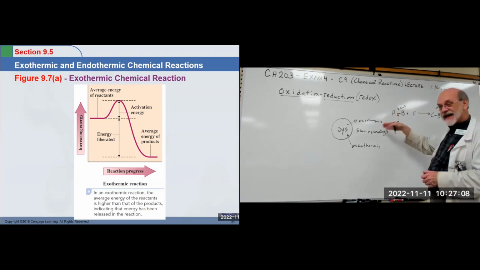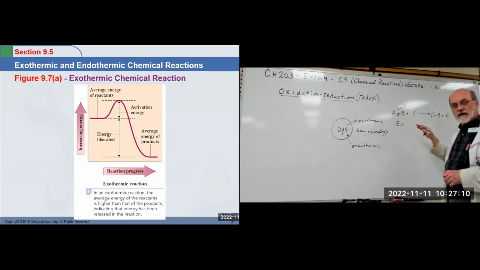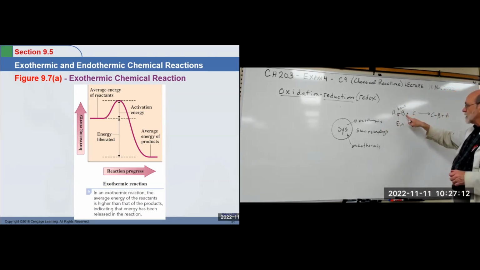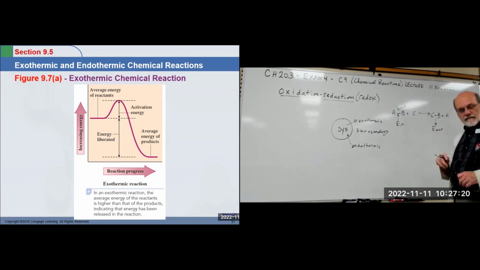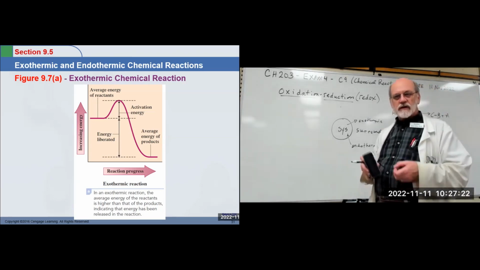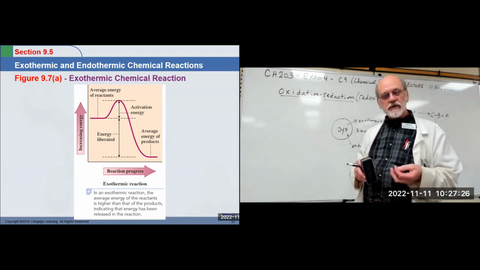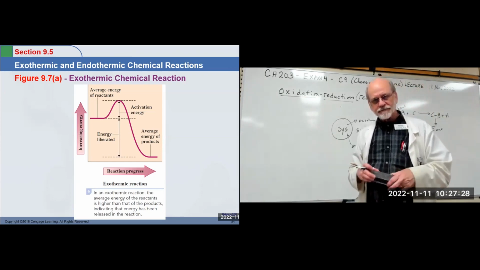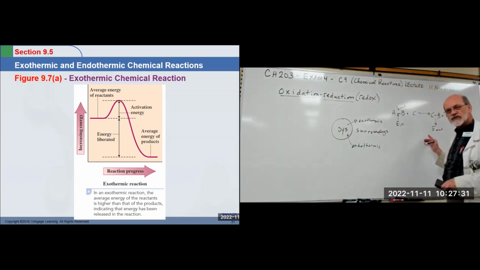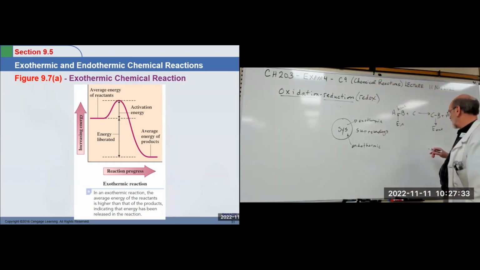Okay, now you have A and B separate. Then B and C come together. And when that bond forms, energy comes out. Usually when a bond forms, well, we can interpret it that way. When a bond forms, you release energy because the product is more stable than the separate atoms.